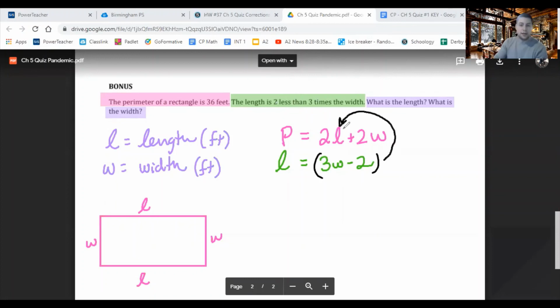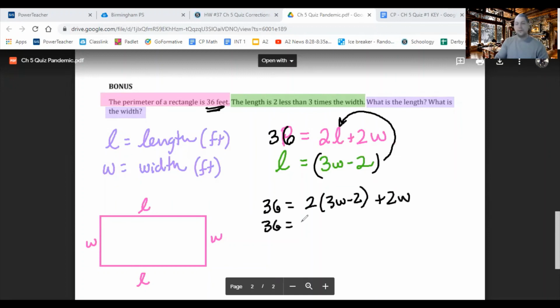We're going to solve this through substitution. Plug that in place of L. Now P is 36, so I should put a 36 right in there in place of P because we know that. So we'll have 36 equals 2 times 3W minus 2 plus 2W. Solve this for W. We'll have 6W minus 4 plus 2W. 36 equals 8W minus 4. And solve for W by adding 4 to both sides, and we've got 40 equals 8W.